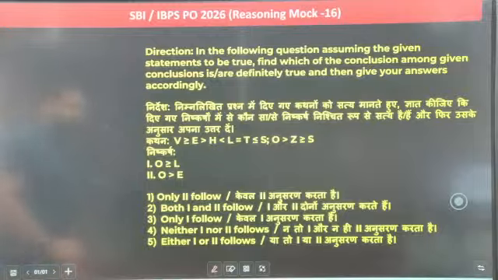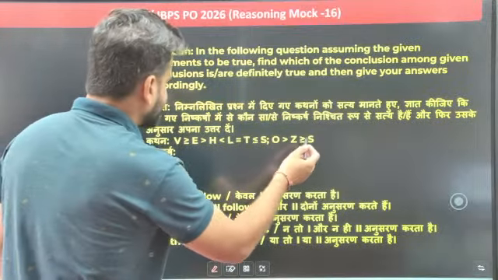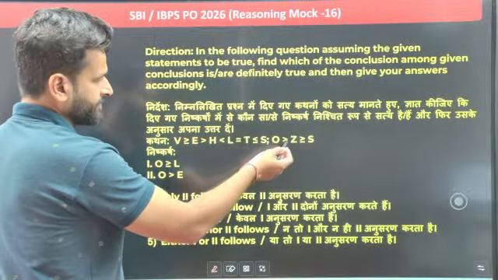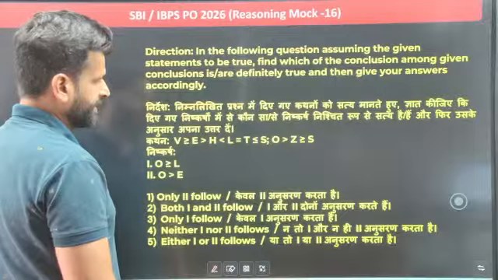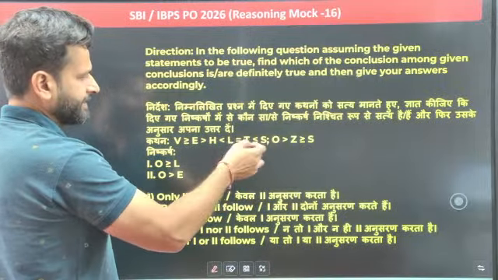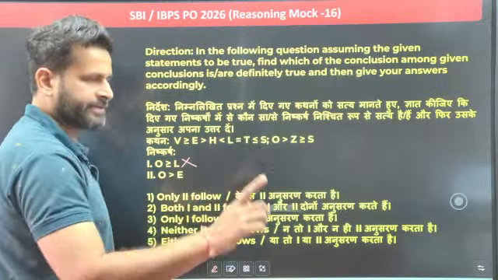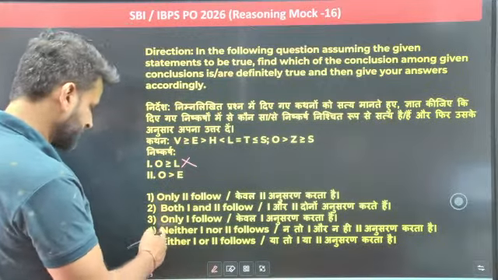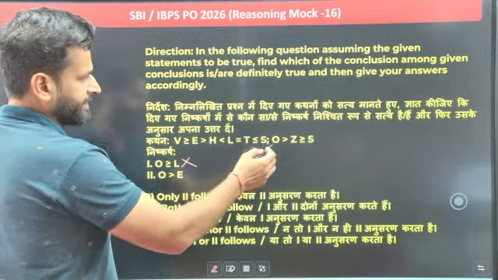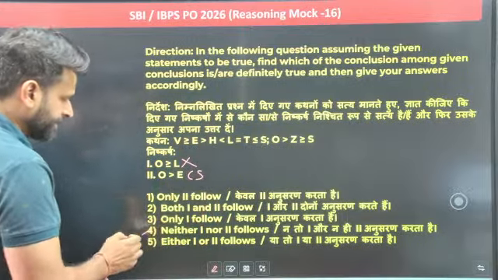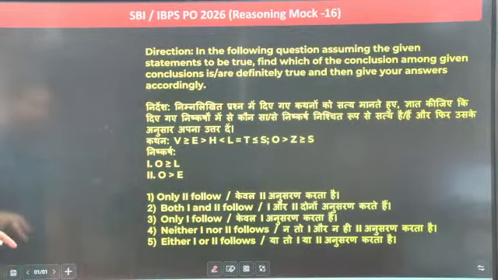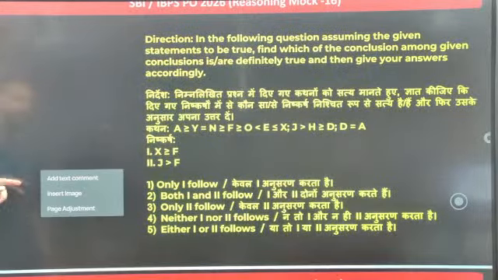Easy. O is greater equal to L. O to Z, S, or O to Z, how will you get from O to L? O, Z, S. Yes, O to S, S to L, one is greater, so it will not be greater equal to, neither. O is greater than E. O to Z, S, S to E. Symbols are changing, doubtful. None follows, option 4. None of the given conclusions follow, option 4.